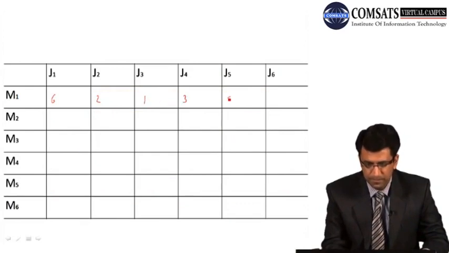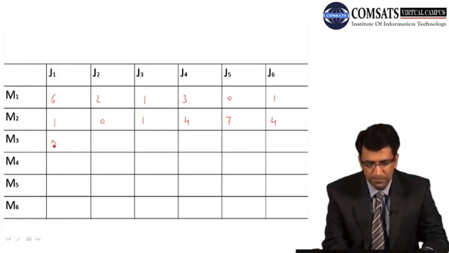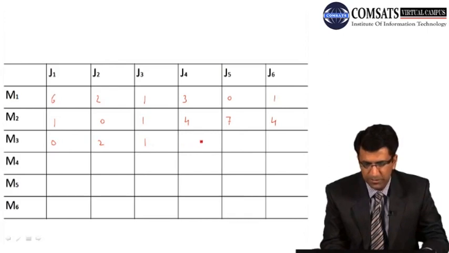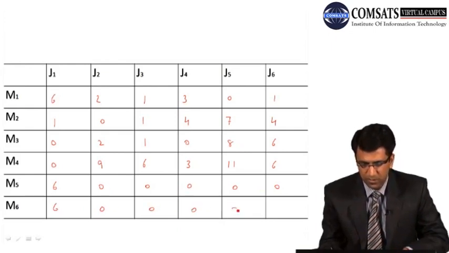301, 101, 474, 021, 086, 096, 311, that is 11 and 6, then 6, 0, 0, 0, 0 and 0. Again this will become 6, 0, 0, 0, 0 and 0.